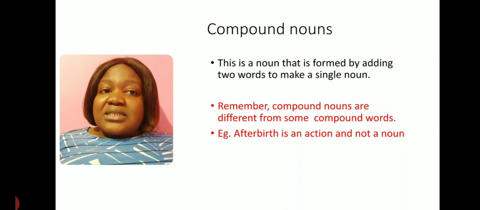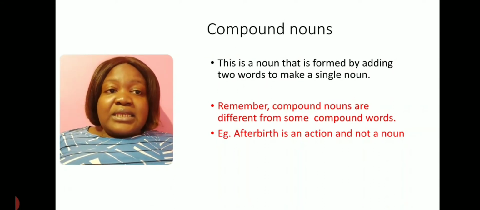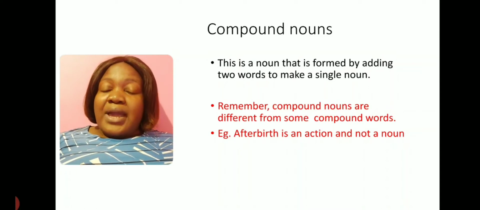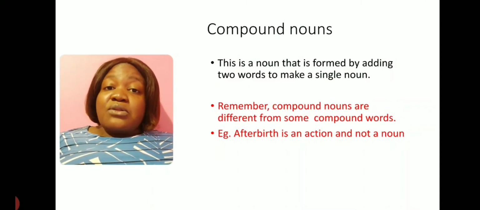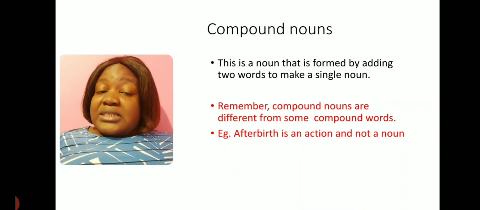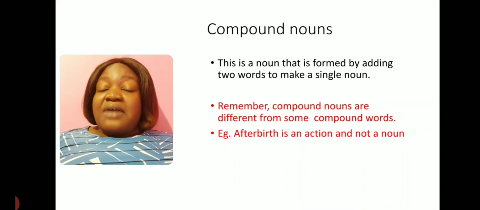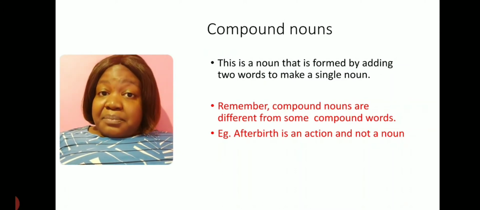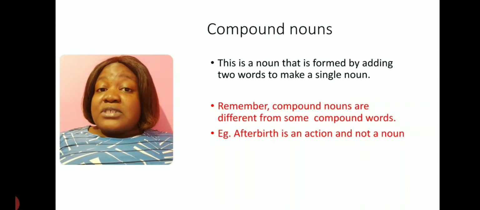But words such as afterbirth, like the example I've given here, they are not nouns. Why does Miss Luango say so? Because they are not names of people, they are not names of places, and they are certainly not a name of a thing. Afterbirth is an action, therefore it is a verb, and it falls under compound words.